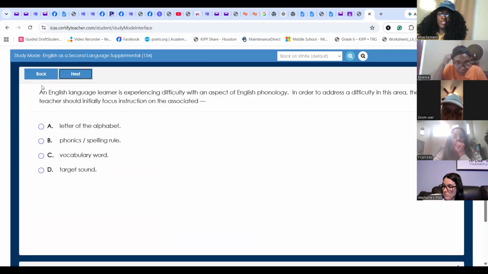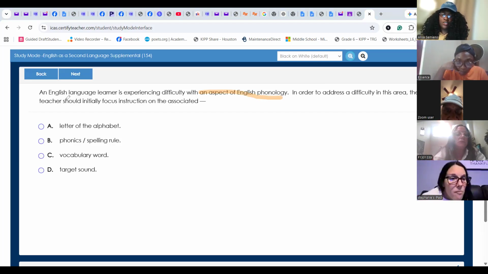All right. An English language learner experiences difficulty with an aspect of English phonology. In order to address a difficulty in this area, the student teacher should initially focus. So initially means to first focus instruction on the associated.